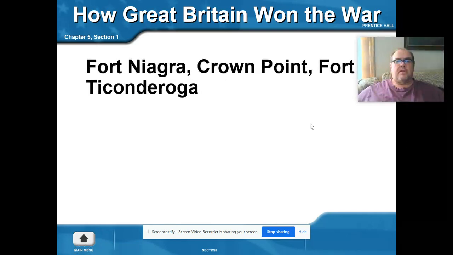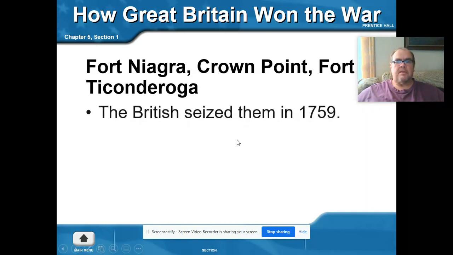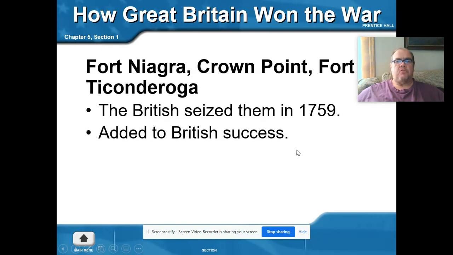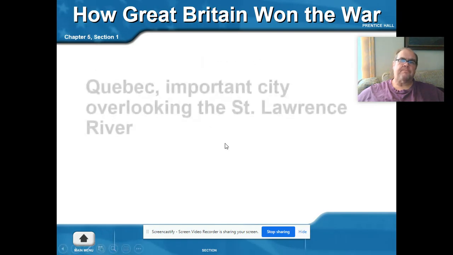In the battles of Fort Niagara, Crown Point, and Fort Ticonderoga, the British seized all of them in 1759, which even added more success to the British plate. And now the French are pretty much down to the city of Quebec and Montreal.